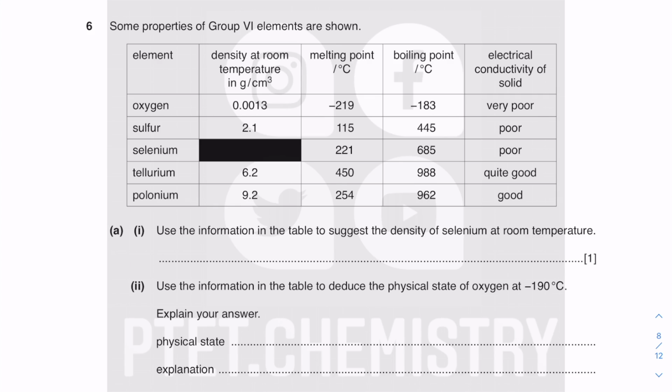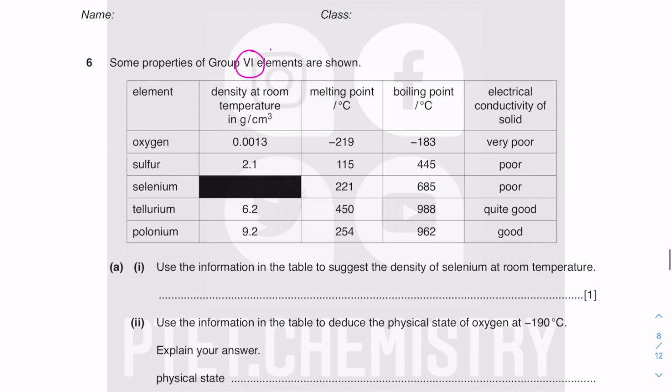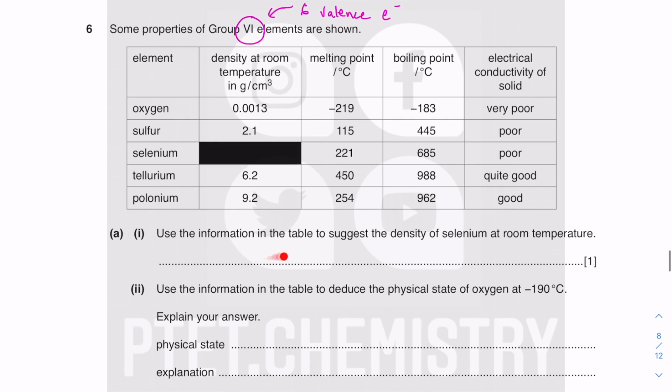So let's get moving with the next question. So these are properties of group 6. So this is 6 valence electrons because the group number tells you how many valence electrons, how many outermost shell electrons you have. Use the information to suggest. It's a suggest, so do not try very hard and think about the value. Just see if it's logical based on the value given.